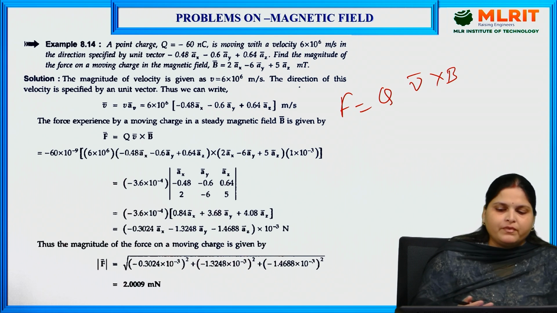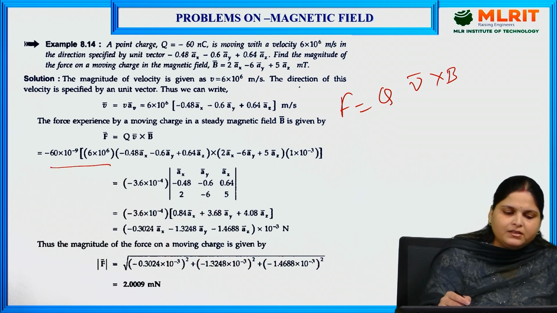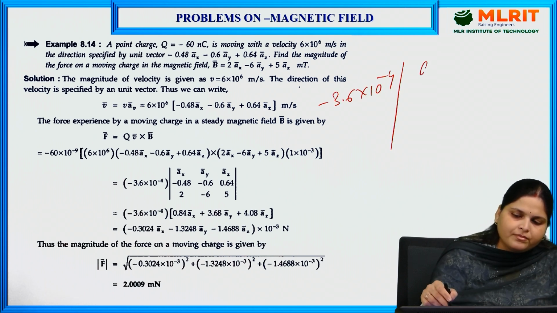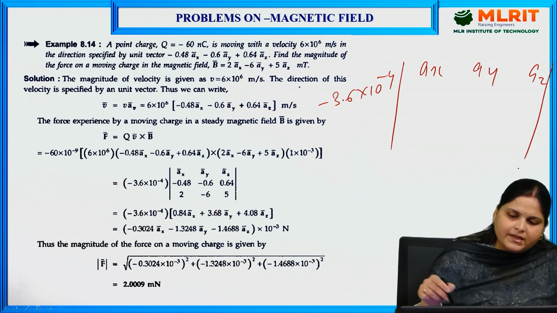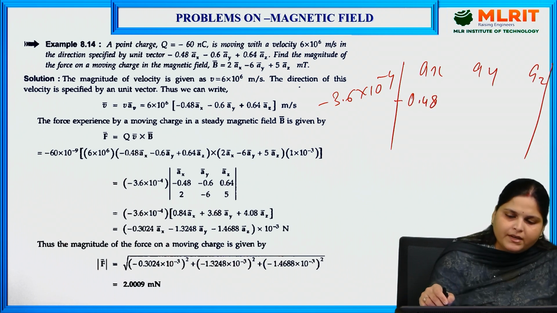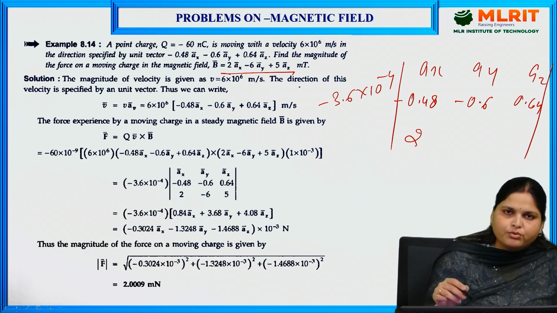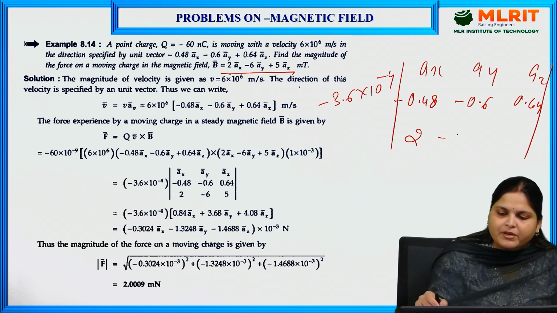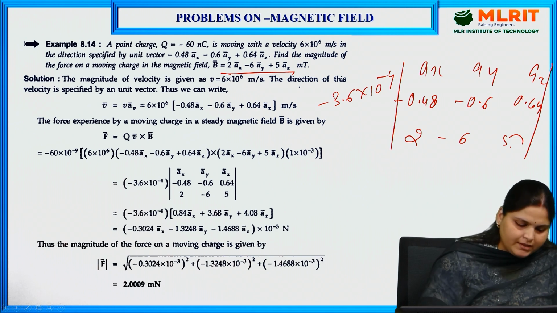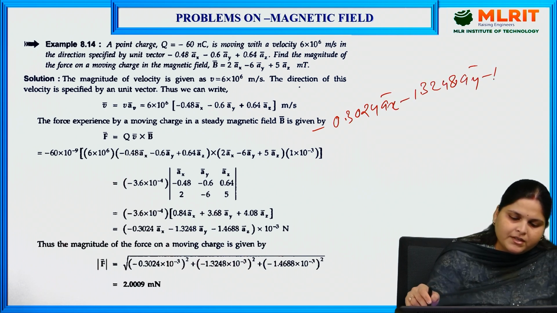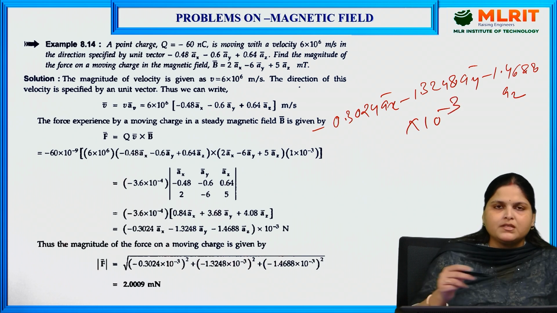So few terms we can take outside like this, and on further solving we will get the equation as minus 3.6 into 10 to the power minus 4 times the determinant with AX AY AZ, and inside we have minus 0.48, minus 0.6, 0.64, and here we have the field as this Q V cross B. So the field is 2 minus 6 and 5 we have to take, and when we further solve it we get the equation as minus 0.3024 AX minus 1.3248 AY minus 1.4688 AZ into 10 to the power minus 3.